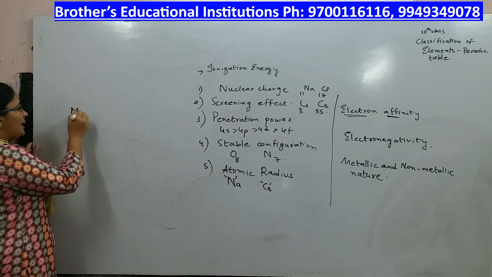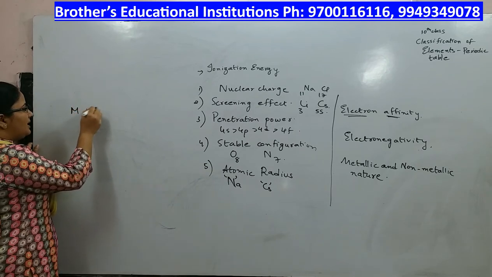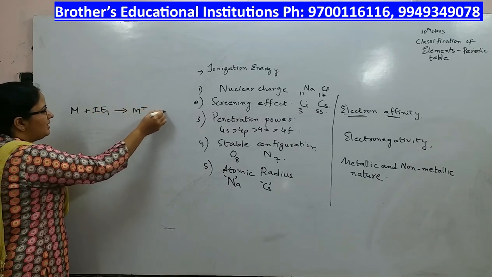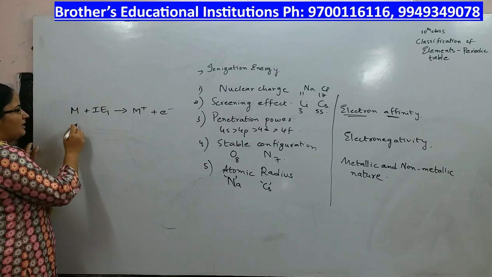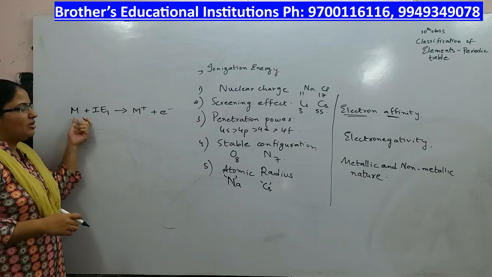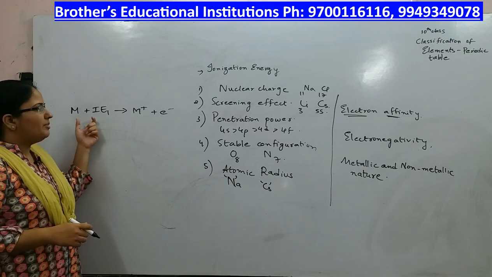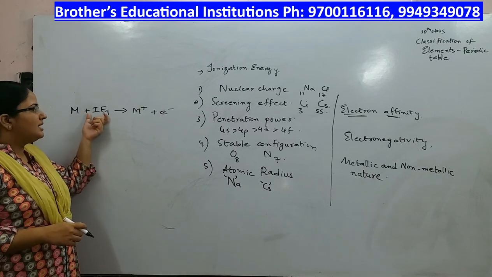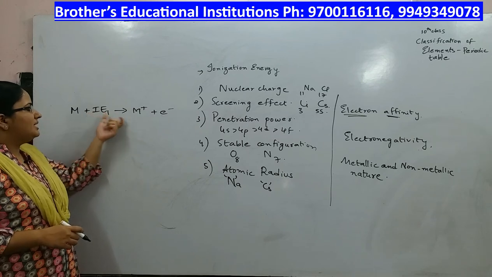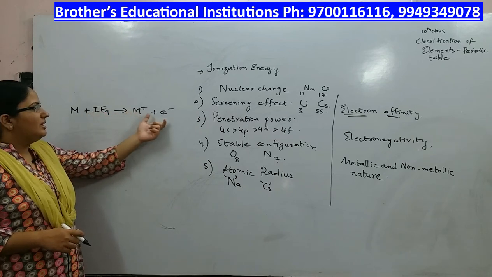Let us say you have an atom M, we have supplied energy, so it becomes M plus plus 1 electron. Now, this is called first ionization energy. Energy required to remove an electron from the outermost orbit of a neutral gaseous atom, that is called first ionization energy. When you supply energy, it loses 1 electron like this.